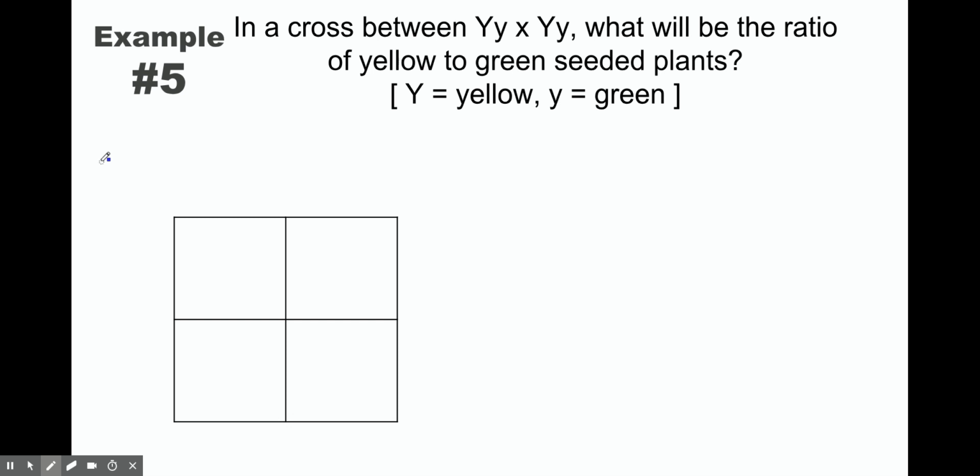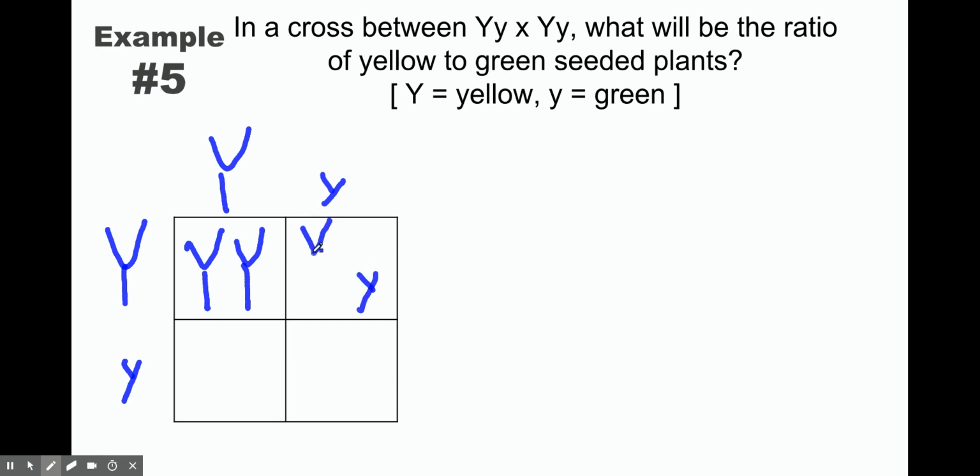All right, now we're going to do a cross between big Y, little y, big Y, little y. Okay. Top left, pull down a big, over a big. Top right, down a little, over a big. Bottom left, down big, over little, and bottom right is 2 littles. All right. So there's our Punnett square. The question is then, what will be the ratio of yellow to green seeded plants?